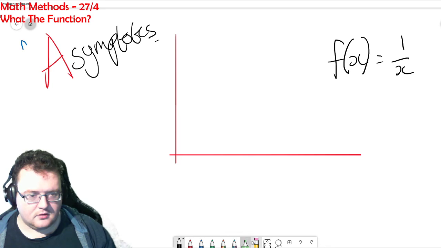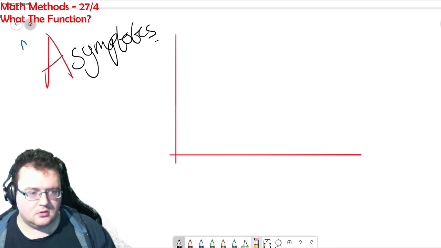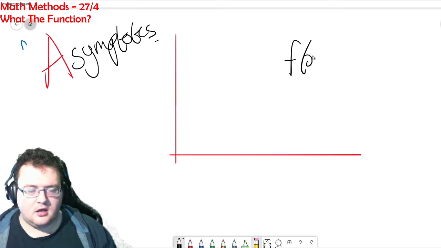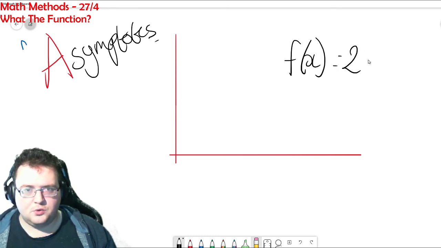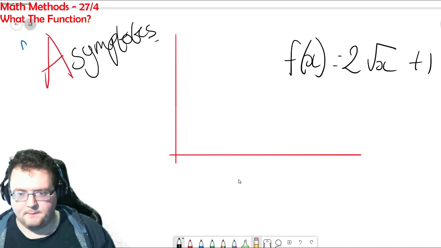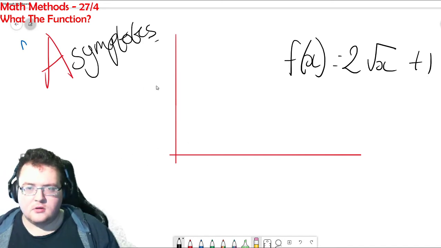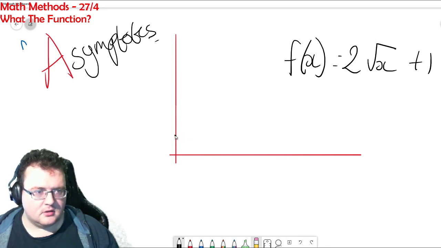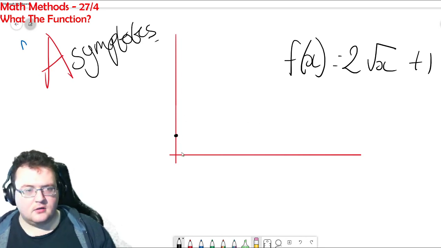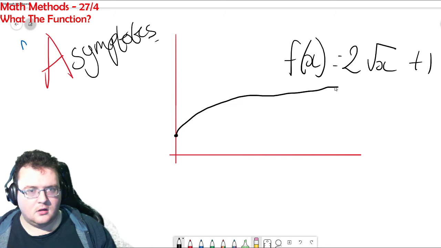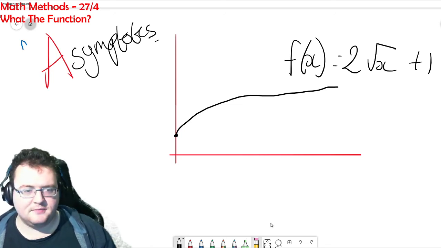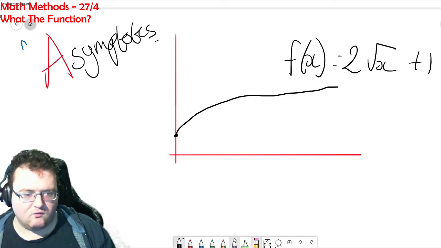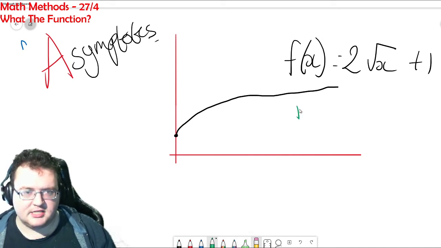So the equation that I've been asked to draw is f of x equals 2 root x plus 1. When x is 0, f of 0 is 1. So it has a point there. And then it just goes up like that, obviously not as wobbly.